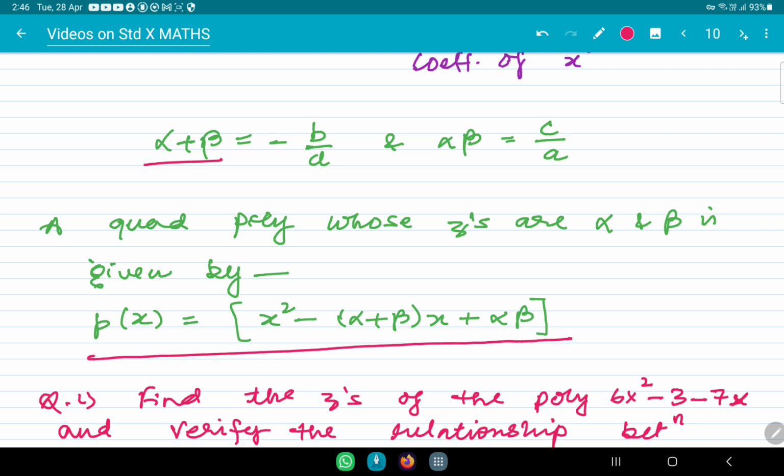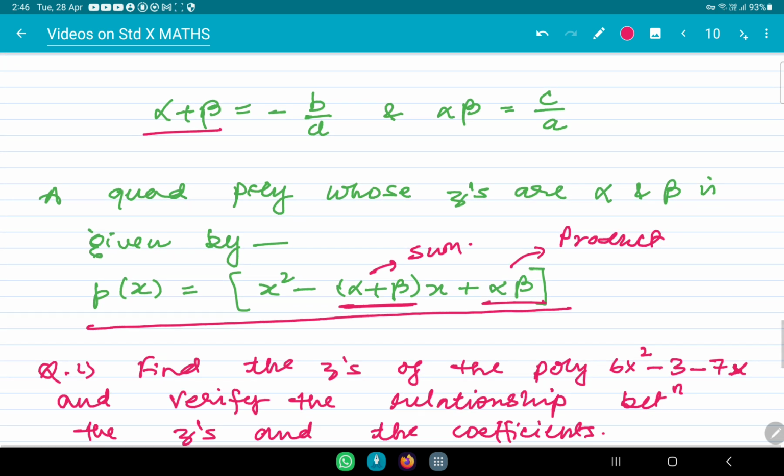So how will you write a quadratic polynomial? It is x square minus (alpha plus beta) x plus alpha beta. What is alpha plus beta? Alpha plus beta is the sum of zeros, and alpha beta means the product of zeros. Okay, so the standard form is this.